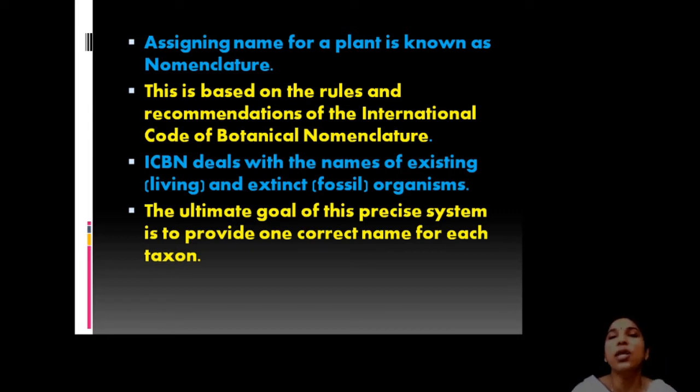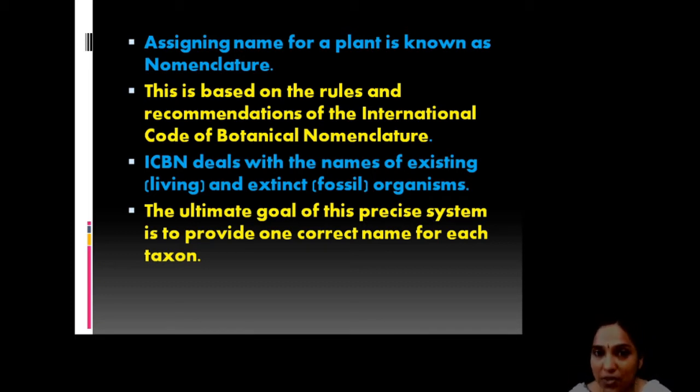So, you cannot name a plant by your own choice. You have to follow these rules, then only this name will be published, and that will be acceptable to all people in the scientific community all over the world. So you have to follow a rule, that is the International Code of Botanical Nomenclature.